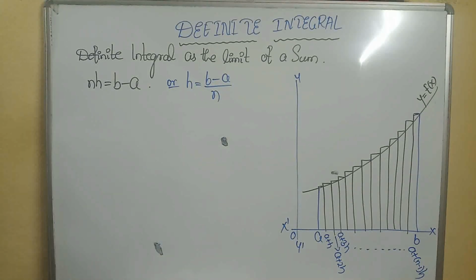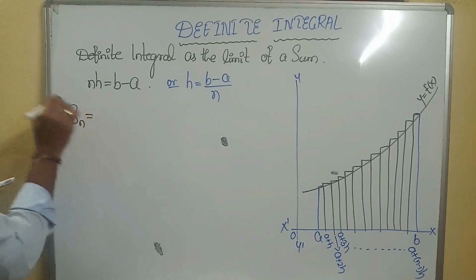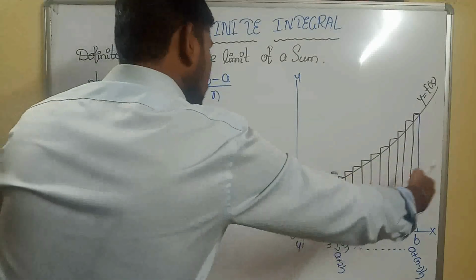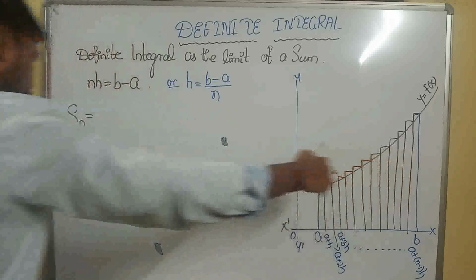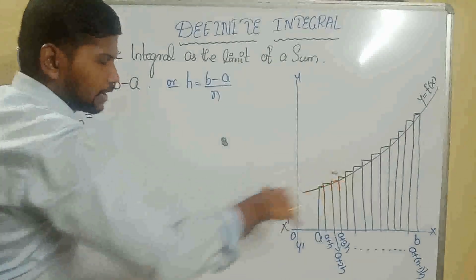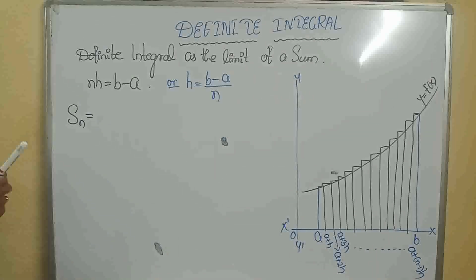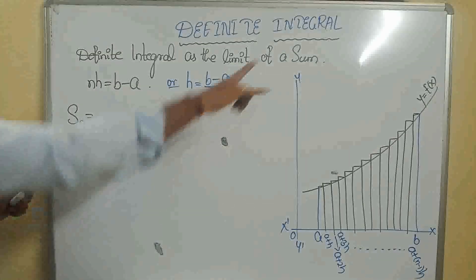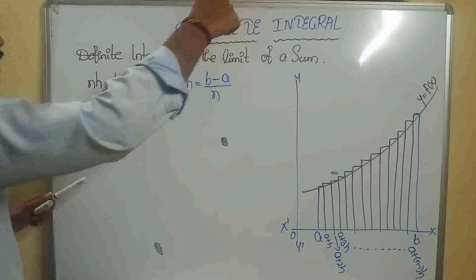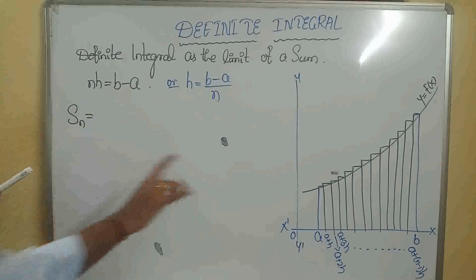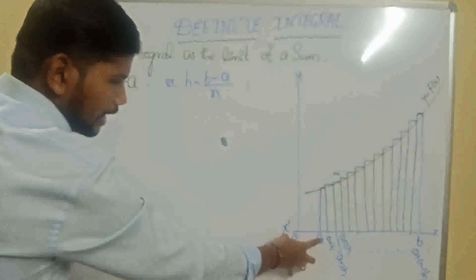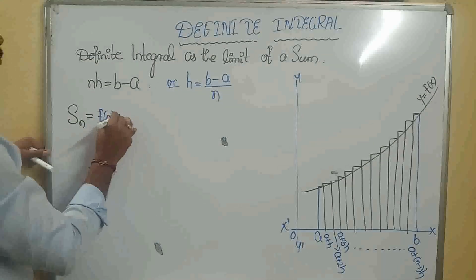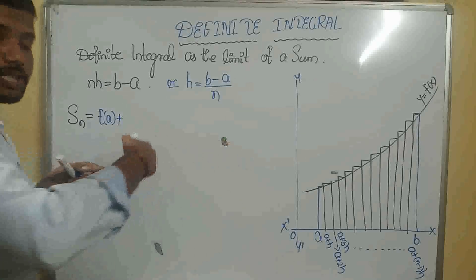Now I'd like to define Sn. Sn denotes the sum of the areas of the n rectangles here. How am I going to denote it? The heights of the rectangles are changing with respect to that function. Whenever I multiply that height with the function, I'll get the regular value. That's why this particular point a will be f of a. I need to write the first point as f of a plus the next point. I need to sum up the rectangular areas.